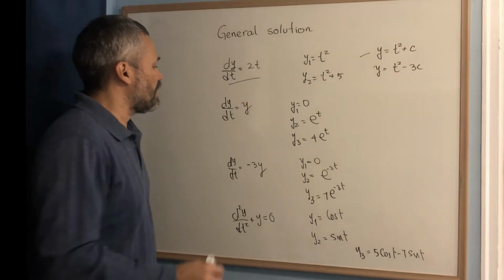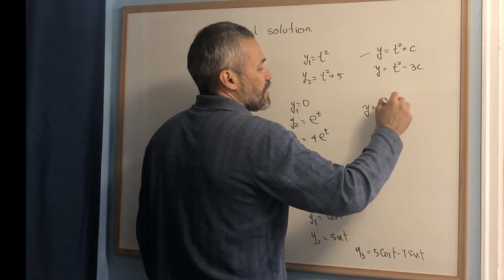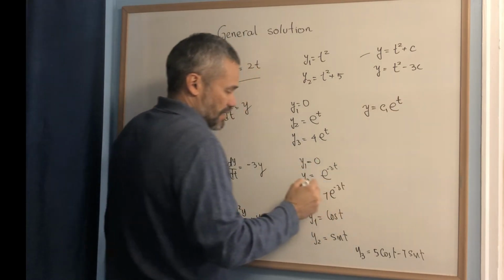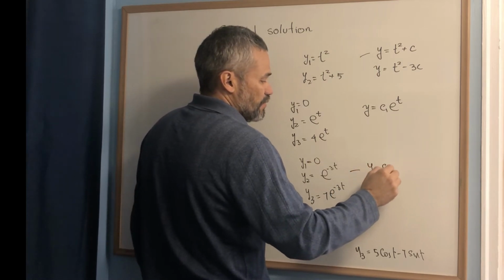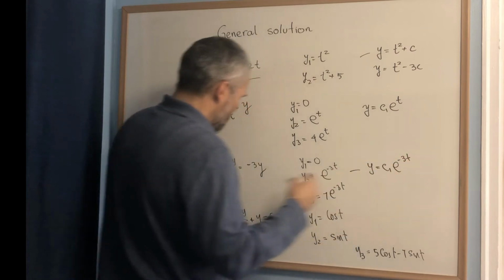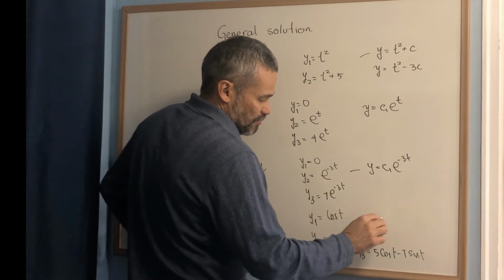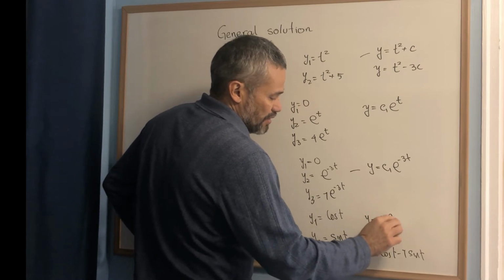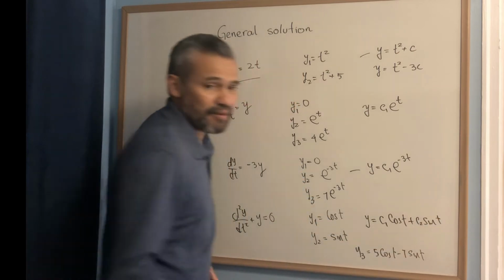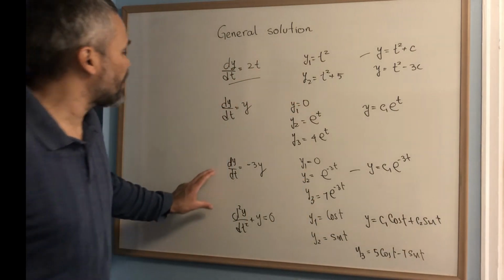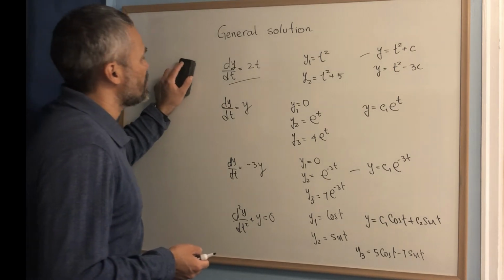In this case, the solution is going to look like c1 e to the t. In this case, the general solution is going to look like c1 e to the negative 3t for this differential equation. And for this differential equation, a possible general solution is going to look like c1 cosine of t plus c2 sine of t. But let's be more specific about what is the general solution of a differential equation.